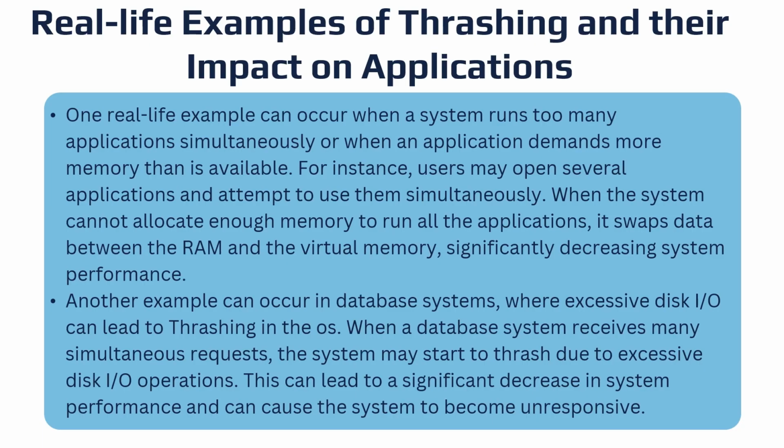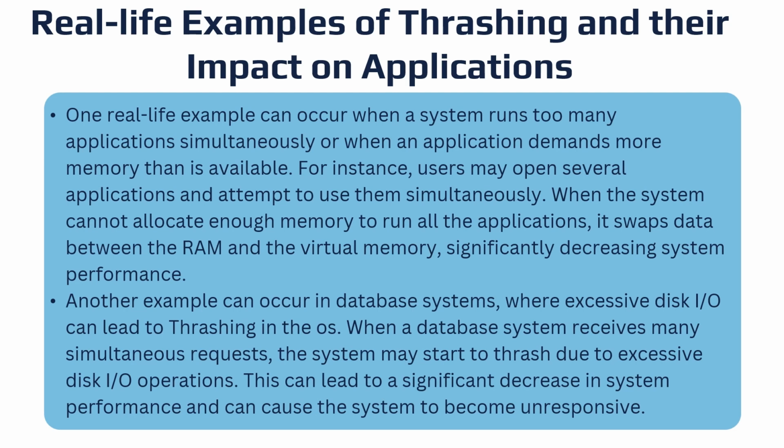Thrashing also has a couple of real life examples, and we should also discuss the impact on those applications. One real life example can occur when a system runs too many applications simultaneously or when an application demands more memory than is available. For instance, users may open several applications and attempt to use them simultaneously. When the system cannot allocate enough memory to run all the applications, it swaps data between the RAM, random access memory, and the virtual memory, significantly decreasing system performance.